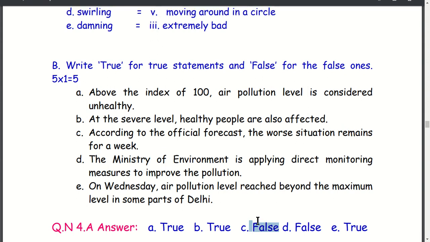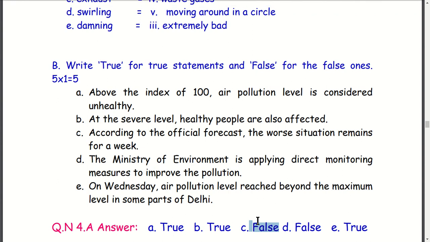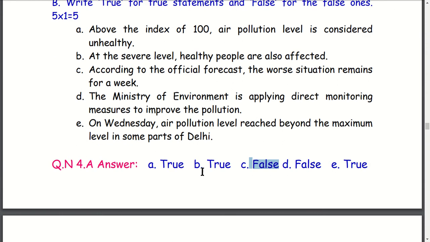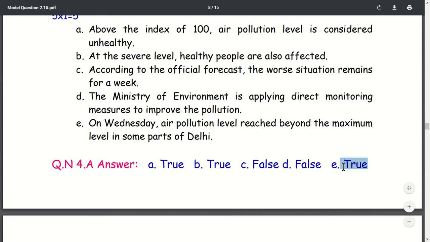Number D, the Ministry of Environment is applying direct monitoring measures to improve the pollution. This is not the Minister of Environment; it is the Prime Minister's office, Narendra Modi's office. So D is false. Number E, on Wednesday, air pollution level reached beyond the maximum level in some parts of Delhi. Band means control, power. This is true.